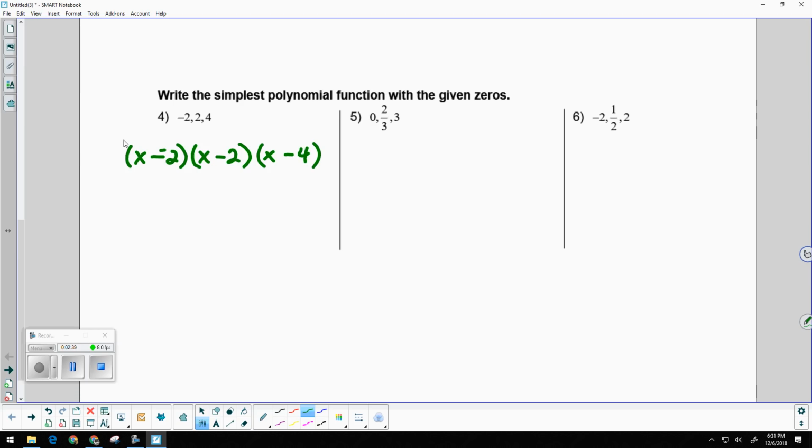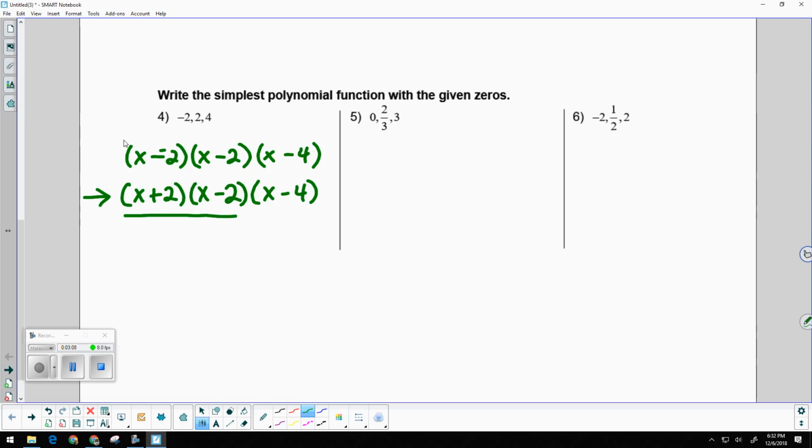Now I'm going to clean this first parenthesis up. It's really x plus 2. The last 2 are the same. So there we've gone from our zeros, which were -2, 2, and 4. Now, this line here, those are our factors. To find the polynomial, I'm going to have to actually multiply those together. These two, a binomial times a binomial, I have to FOIL.